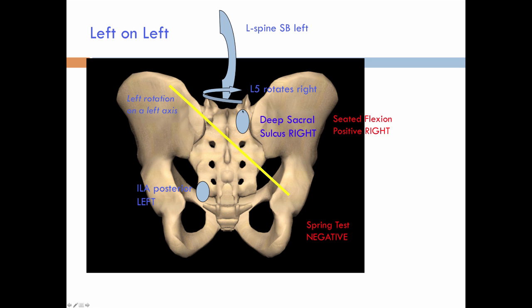We'll have a right deep sulcus and a left prominent ILA. Again, they're opposite sides because it's a torsion. The spring test, again, will be negative because this is a forward torsion. The base of the sacrum can still move anterior. And again, as this is deep and can move anterior, the sacrum faces toward the left, rotates toward the left. L5 is going to rotate to the right, and the lumbar spine will side bend to the left.